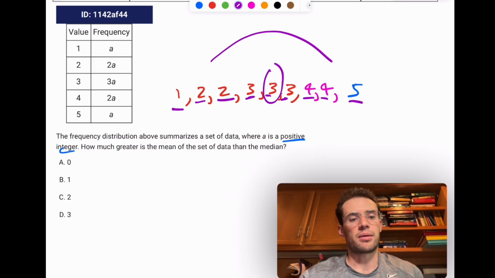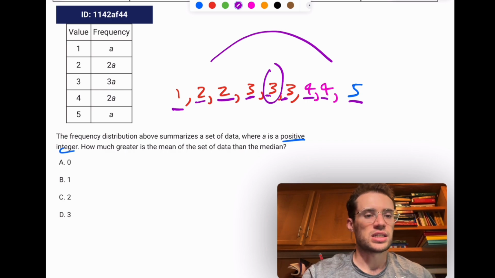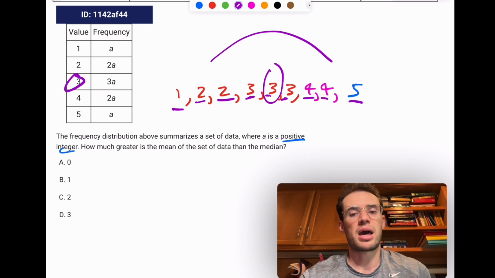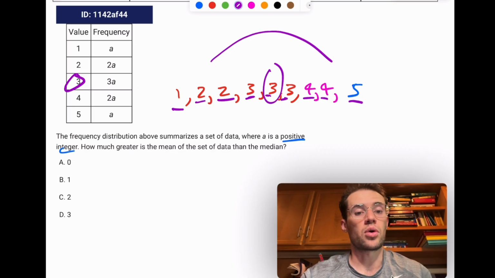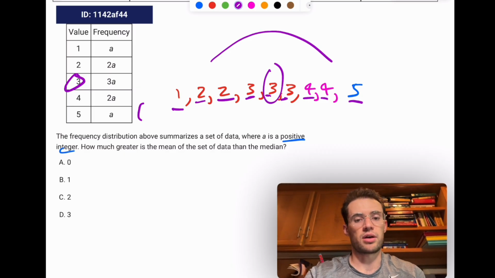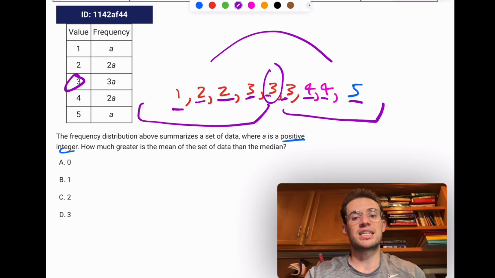So it's like if we added up a bunch of 3s here. All right, so the mean is the same as the median. They're both, in this case, 3. And it doesn't matter if A was 2 or if A was 10 or something like that. The same principle stands, where you'll have the same numbers at the same distance away from the center down here and up here.